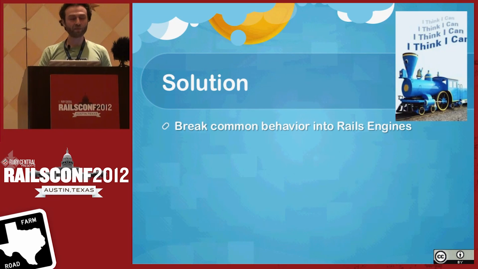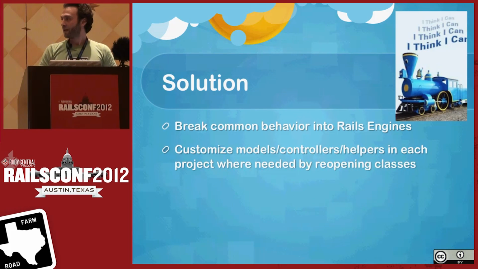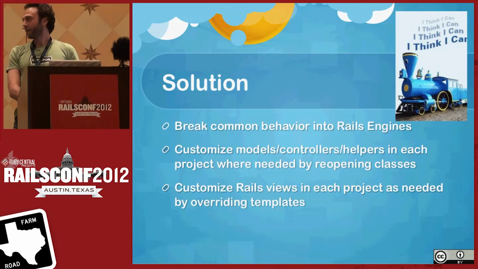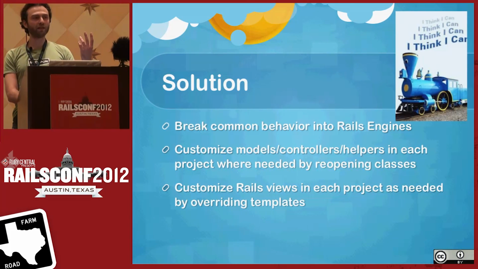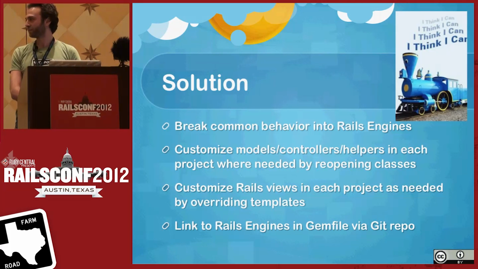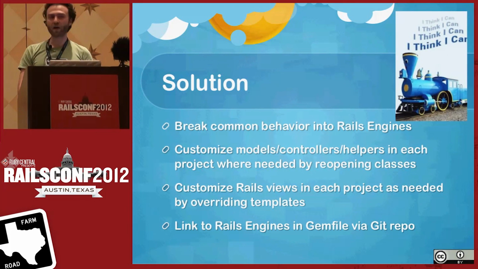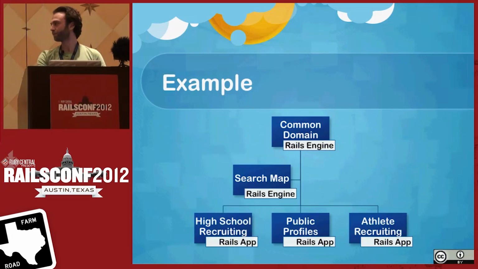You can break the common behavior into Rails engines, but still be able to customize the models, controllers, and helpers in each project exactly where needed, as well as the views. So then you get the best of both worlds. You're able to cut down on the redundancy, so you get better maintainability for the code, and still have extensibility, meaning have each application customize the behavior in the way it needs. I'll go over more technical details of how to use them in later slides.